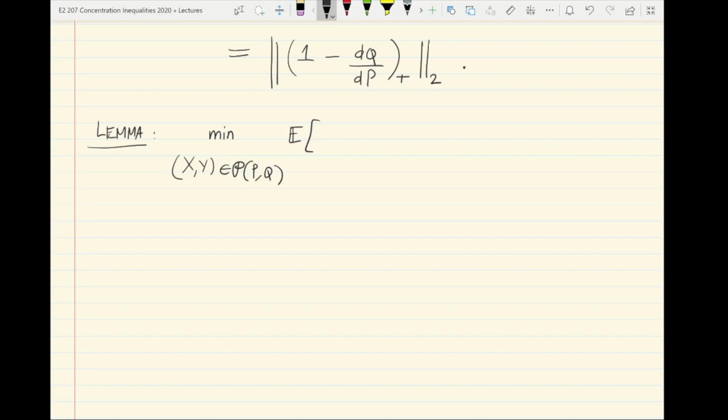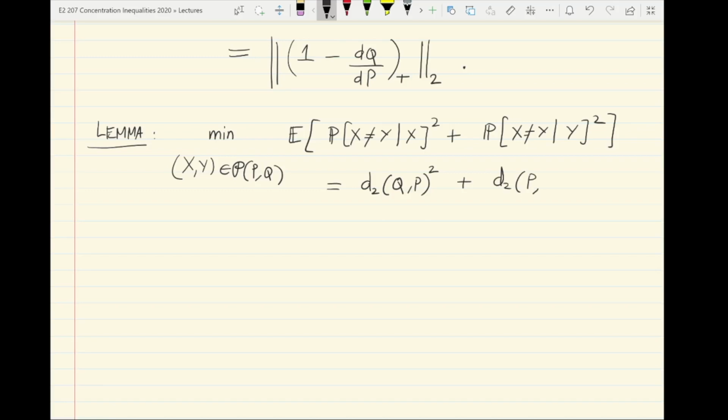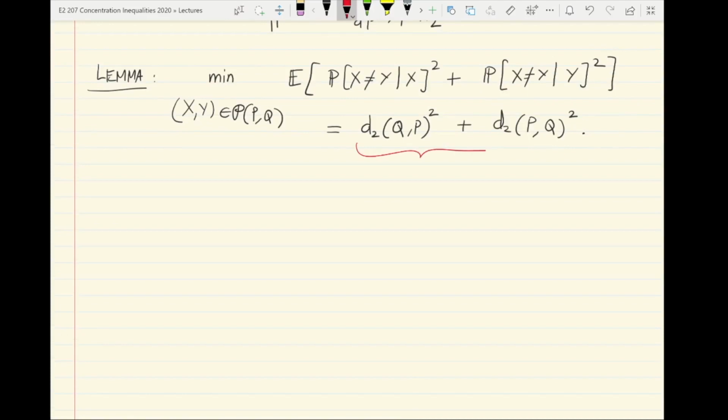such that the least value of E[P(X not equal to Y given X)]^2 plus P(X not equal to Y given Y)^2 equals d2(q,p)^2 plus d2(p,q)^2. Okay, this is actually optimal. So it basically says that d2(q,p)^2 plus d2(p,q)^2 is in some sense an optimal transportation cost. It's the solution to a transportation cost problem, because the left hand side is a variational problem over all couplings of p and q.